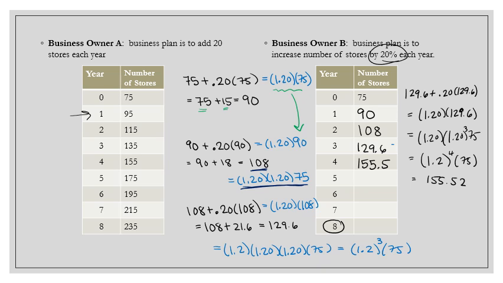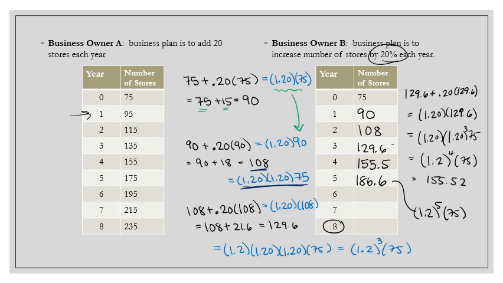But again, if you want to use 0.52, that's fine. Okay, and also even if you want to round it to the nearest store or round down, either one of those makes sense. Okay, so the fifth year, this would be 1.2 to the fifth power times 75. So 186, and I'm going to round this to 0.6.